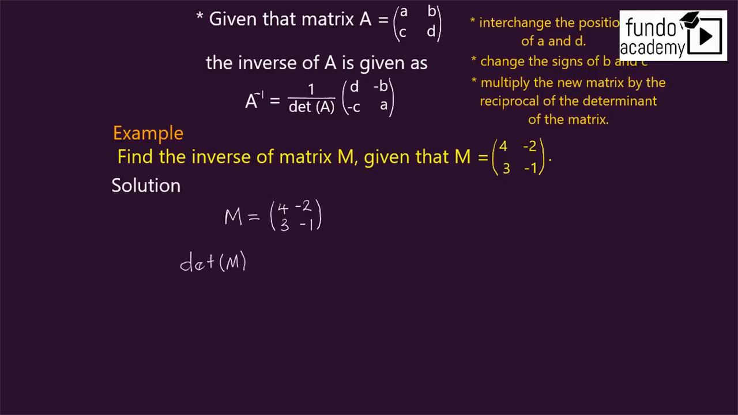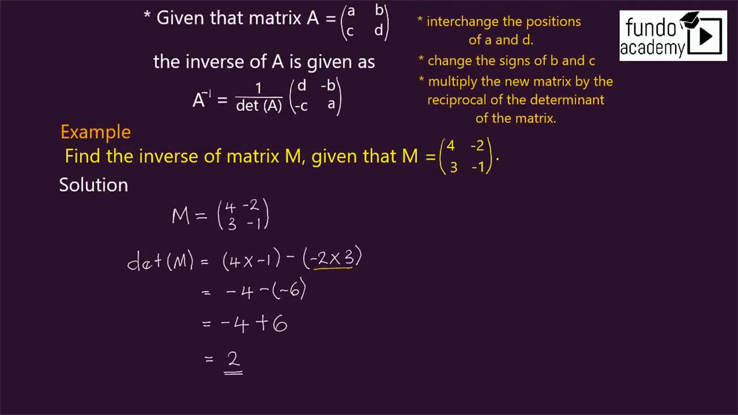Remember we talked about how we find the determinant of a matrix. We multiply these two elements, 4 times -1, and we subtract the product of these two elements, that's -2 times 3, and we simplify. 4 times -1 is -4, and minus -2 times 3, that's -6, and -4 minus -6 is -4 plus 6, and this will give us a solution of 2. So that's our answer right there. The determinant of M is equal to 2.